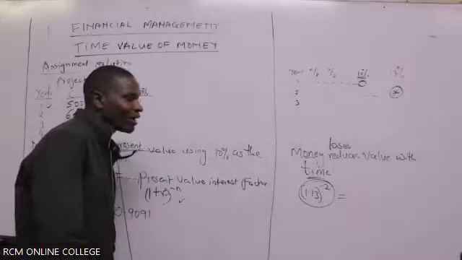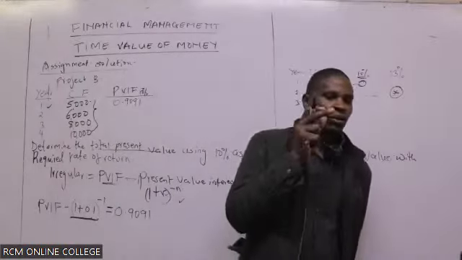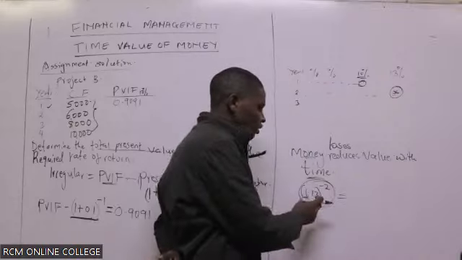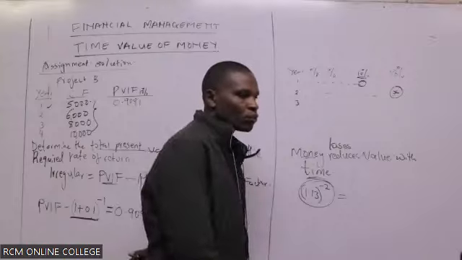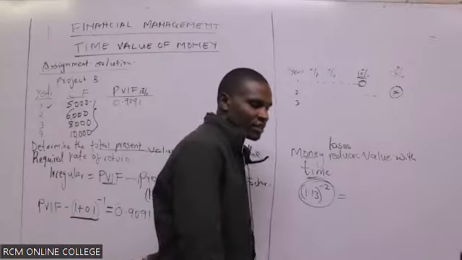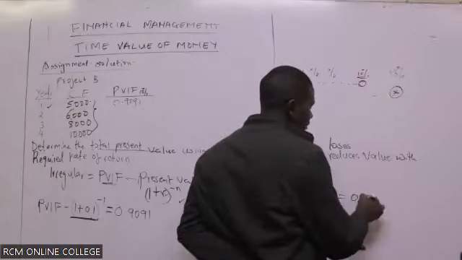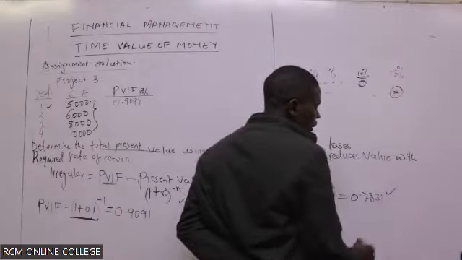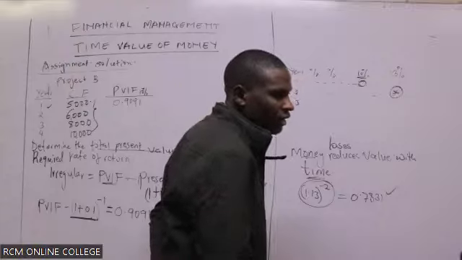Haya, ndio maana nawaambia ni vizuri kujua kutumia zote. Wakati mwingine values zingine hazipatikani. So how much is 1.13 raised to power negative 2? She was correct. It is 0.7831. So Jane was able to use a calculator.